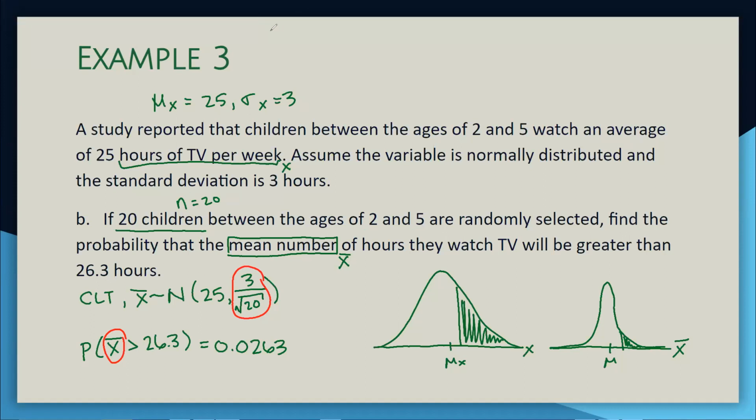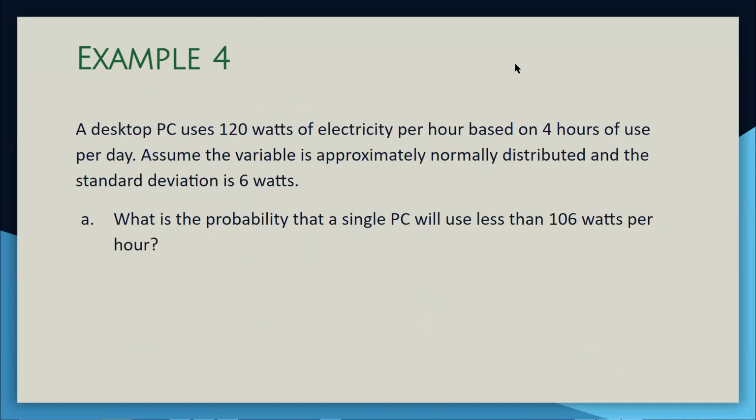Okay, last one. A desktop PC uses 120 watts per hour based on 4 hours of use. Assume the variable is approximately normally distributed. Standard deviation is 6. What is the probability that a single PC will use less than 106 watts per hour? So we know this is about probability. I see that keyword probability. We decided in the last video, this is a normal distribution problem because we have not been given a sample size and we're asked about a single PC.